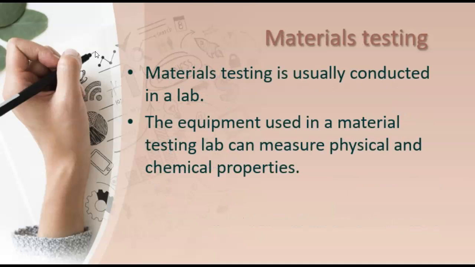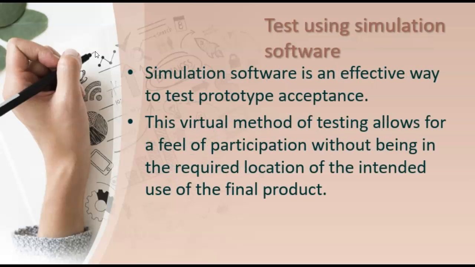Materials testing. Materials testing is usually conducted in a lab. The equipment used in a material testing lab can measure physical and chemical properties. Test using simulation software. Simulation software is an effective way to test prototype acceptance. This virtual method of testing allows for a feel of participation without being in the required location of the intended use of the final product.